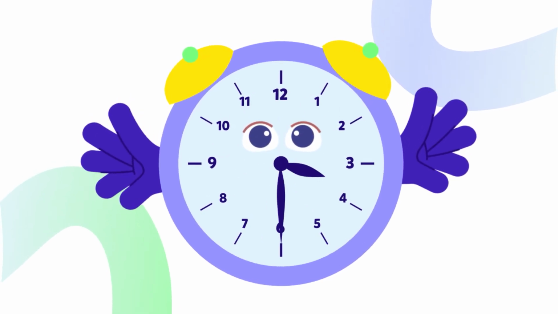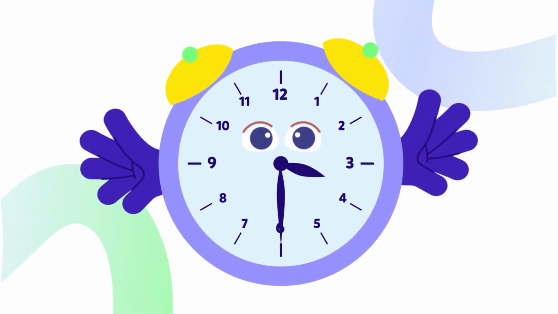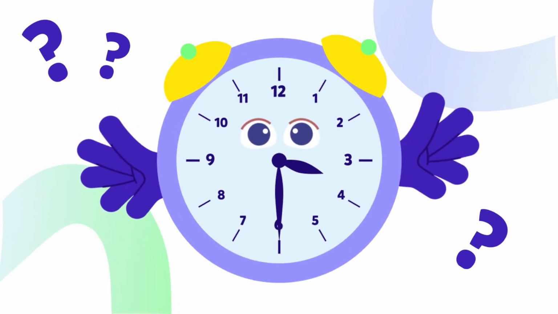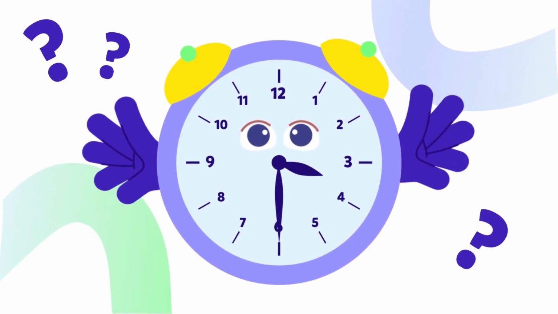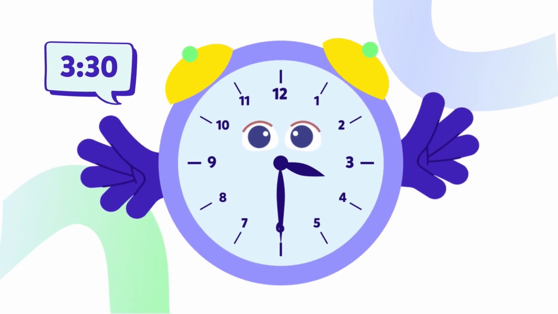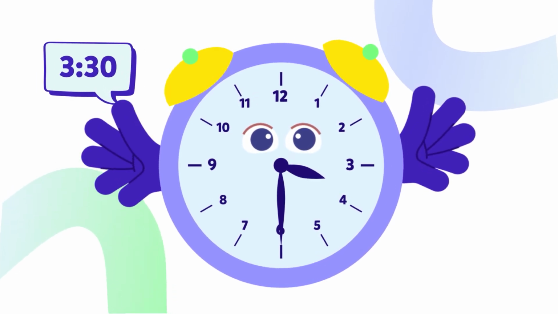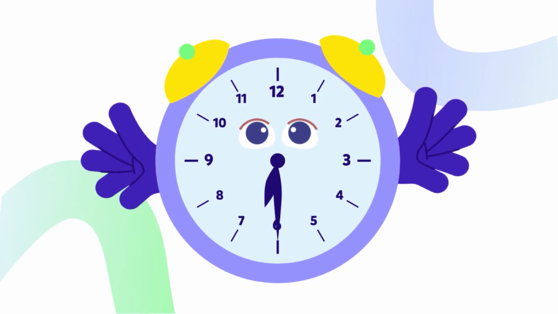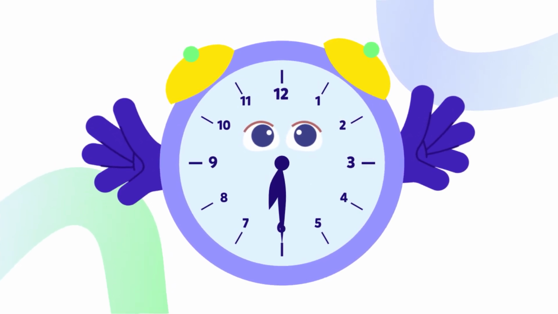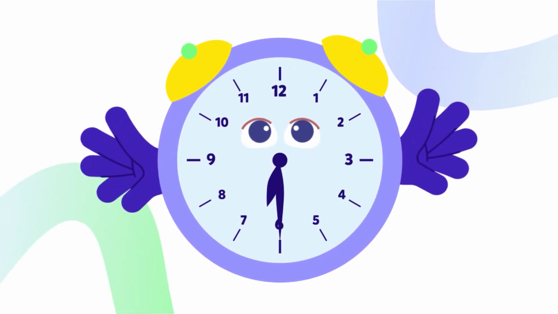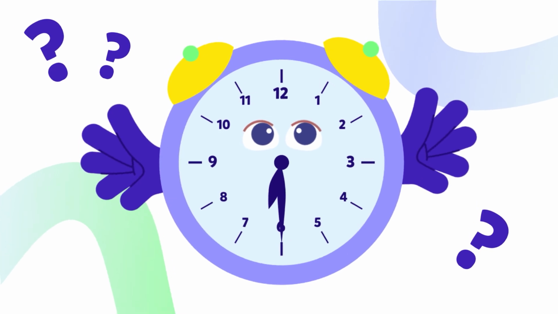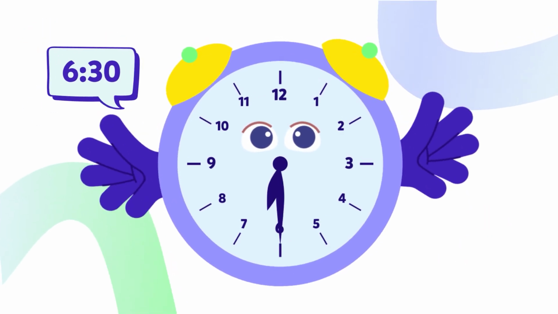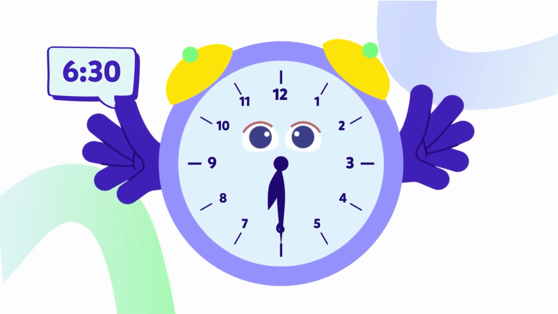What time is it? The big hand is at 6. The small hand is between 3 and 4. It's 3:30. What time is it? The big hand is at 6. The small hand is between 6 and 7. It's 6:30.